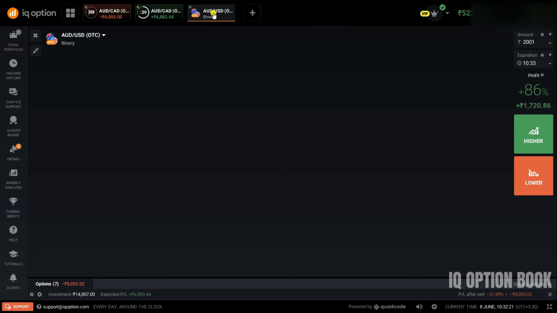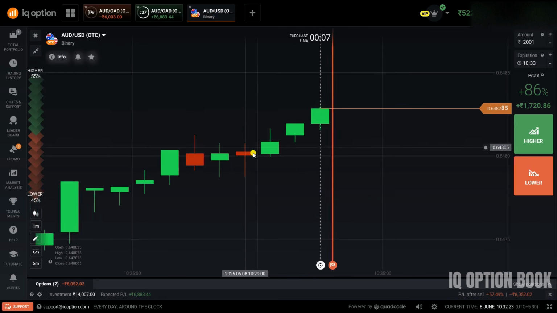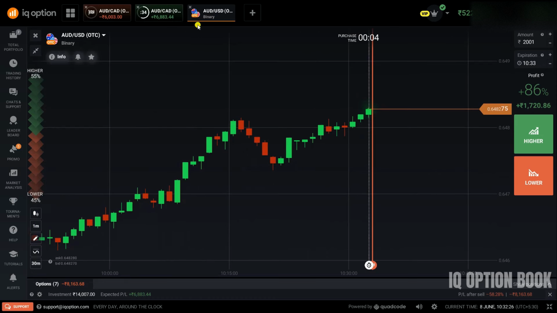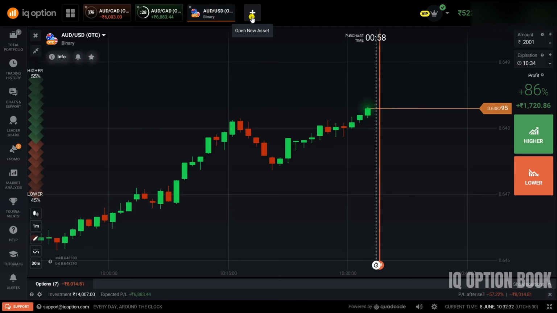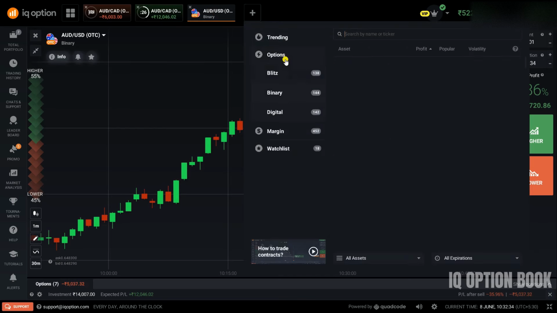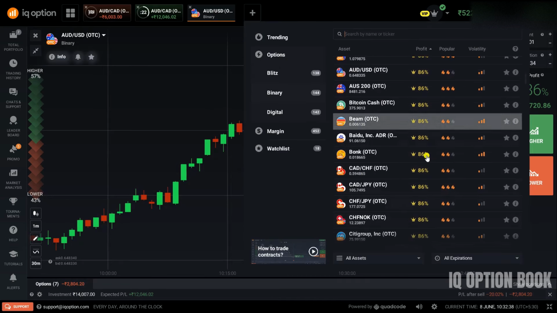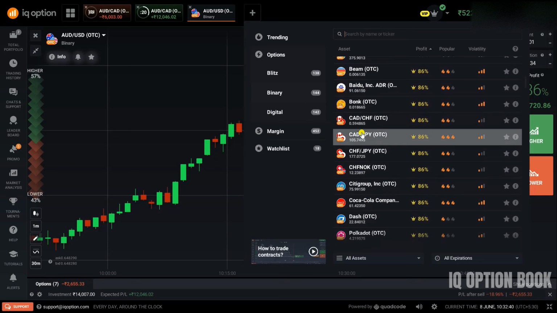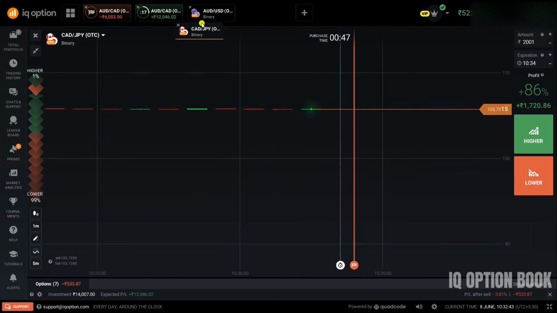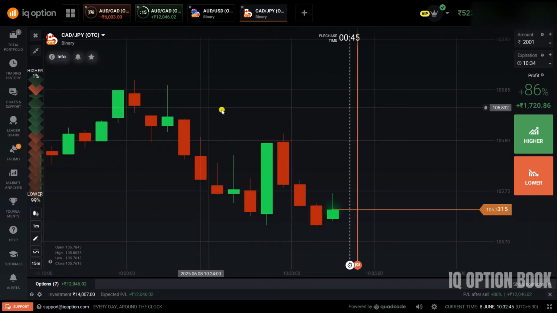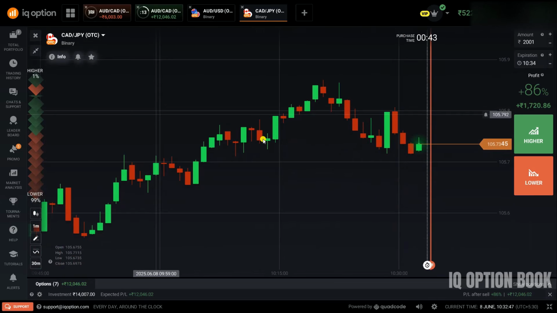AUD/USD OTC. This is also an OTC market. As it is Sunday, you can mostly see only the OTC markets. Let us explore some more charts. CAD/JPY. So CAD/JPY, this is the overall chart.